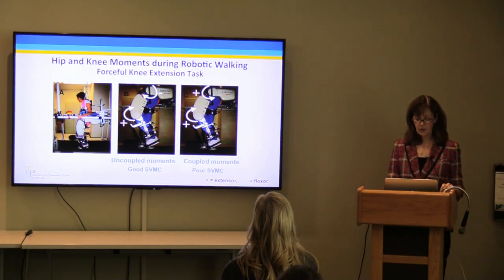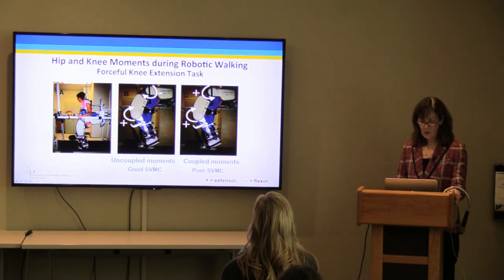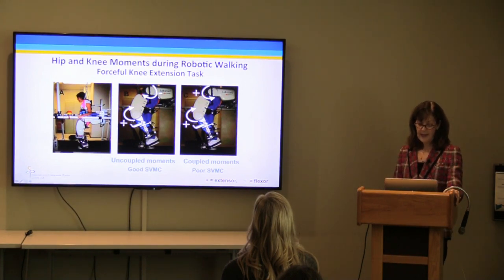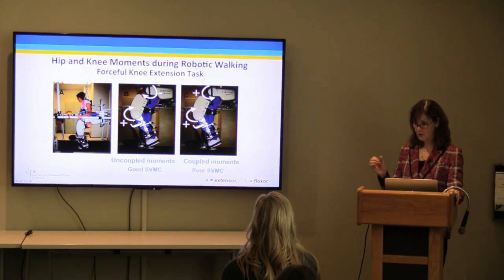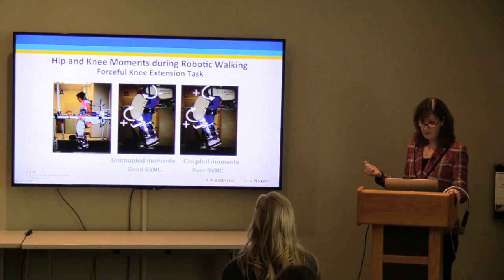And what we find is children who have good motor control are able to have this negative, which means hip flexion, with knee extension positive. So they're able to have flexion and extension occurring at the same time or uncoupled moments. But our patients with poor motor control were unable to do this. Whenever they tried to extend the knee, the hip extended as well. And there's sensors in here that actually we can measure the joint torque, so we know what kind of torque they're producing.